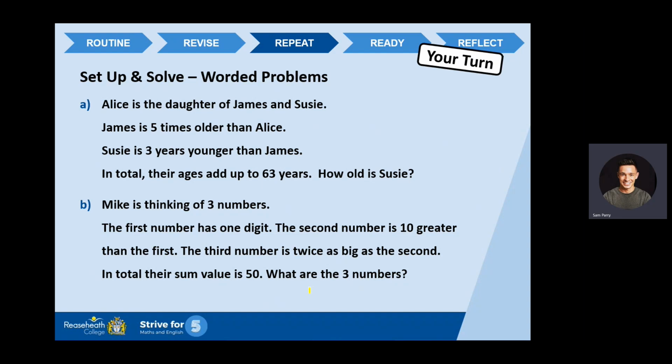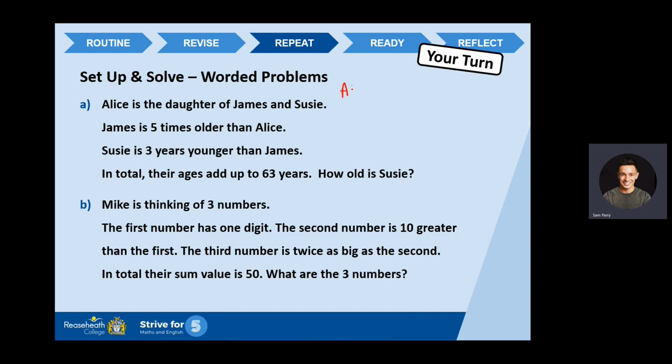Okay, let's have a look at these numbers and these questions. So Alice is the daughter of James and Susie. James is 5 times older than Alice. Susie is 3 years younger than James. In total, their ages add up to 63 years. How old is Susie?